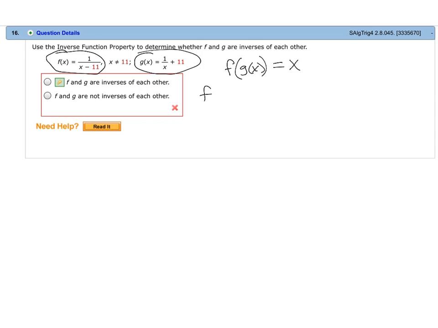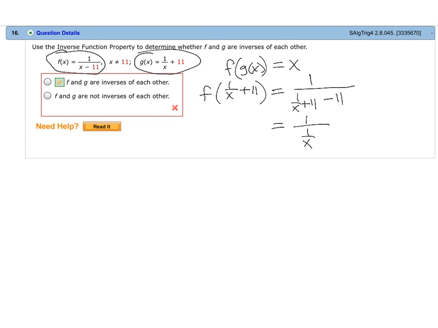So that means that we would find f of 1 over x plus 11, since g of x is 1 over x plus 11. But that means that everywhere there's an x in f, we should put 1 over x plus 11. So substituting, we would have 1 over 1 over x plus 11 minus 11. Now our 11s would cancel, so we would wind up with 1 over 1 over x.